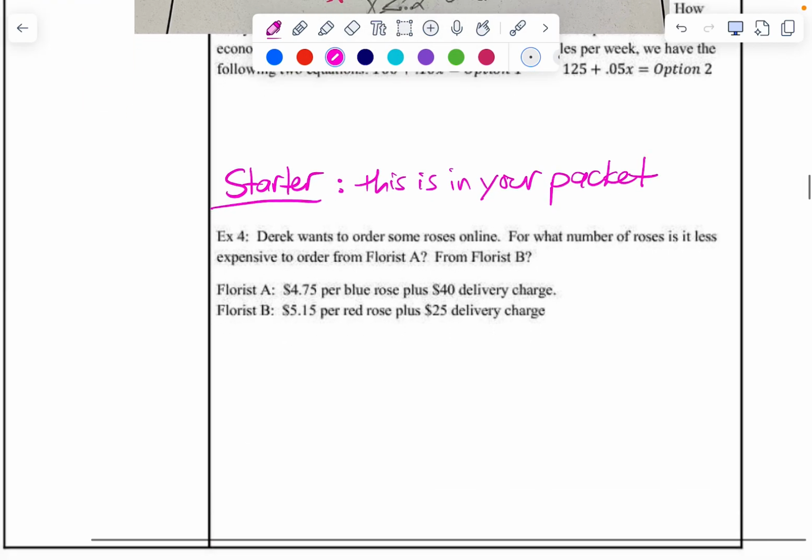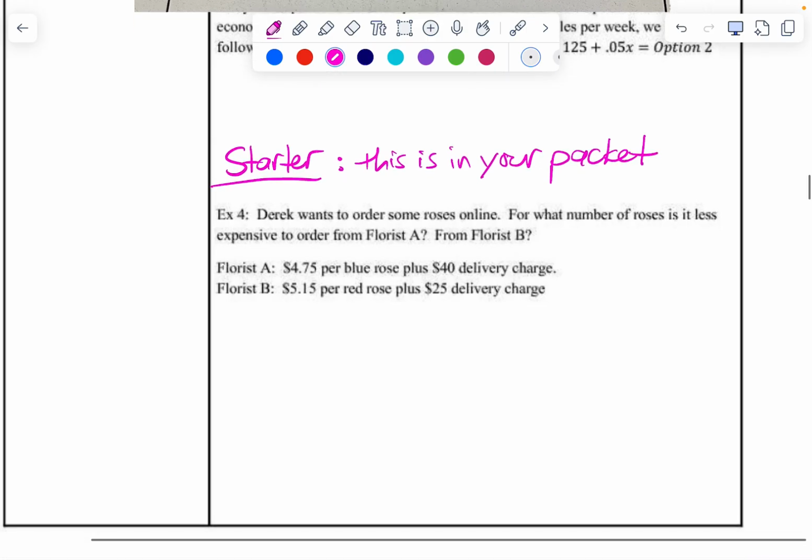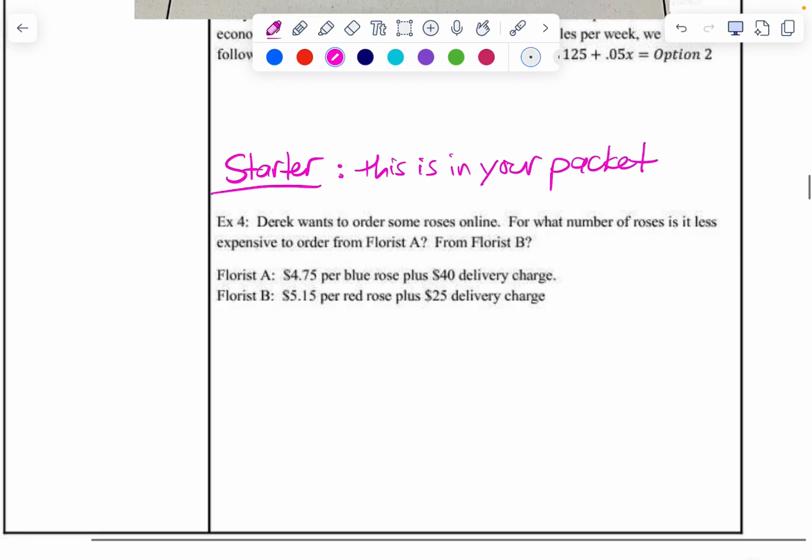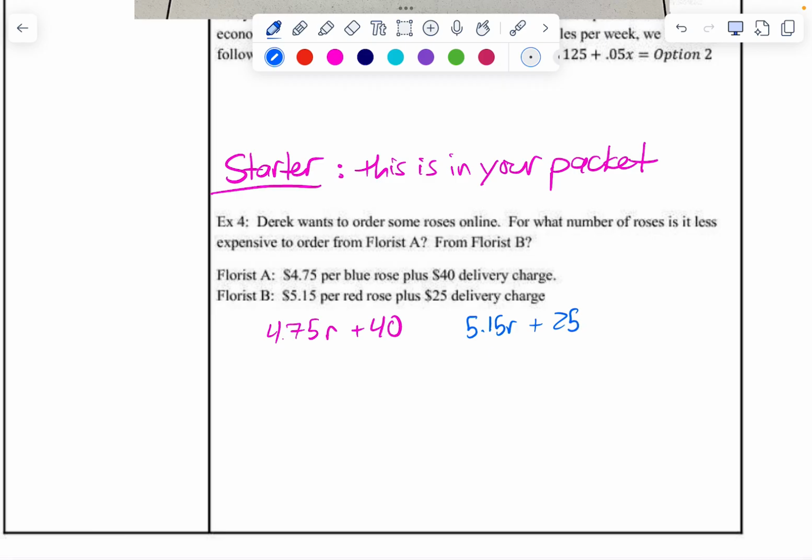So we're ordering some roses. It says, for what number of roses is it less expensive to order from florist A and then from florist B? So first we need to write some kind of algebraic statement, right? Florist A is 4.75 R for rose, and then $40 delivery charge. And then the other florist is 5.15 R plus 25 delivery charge.